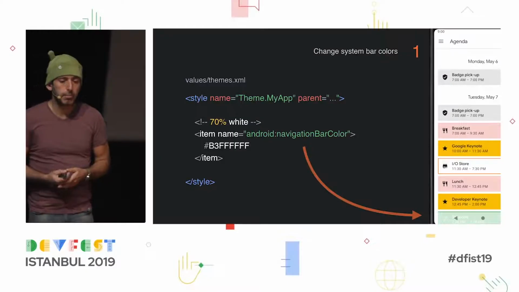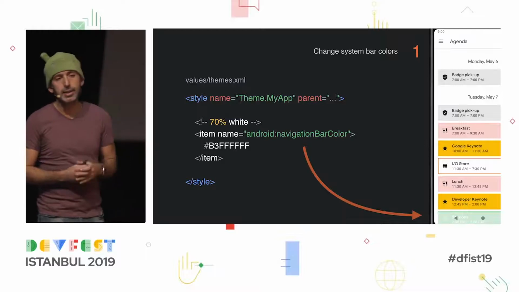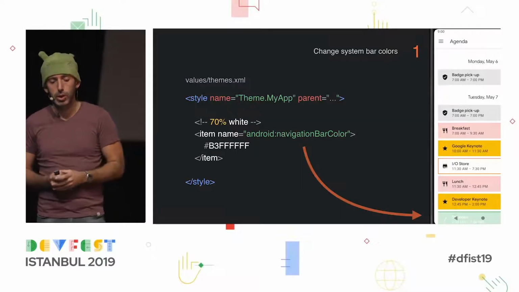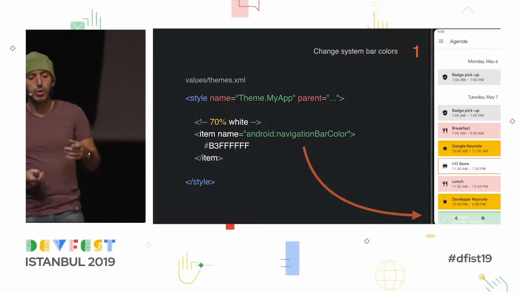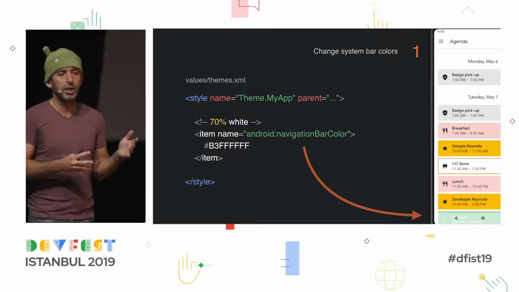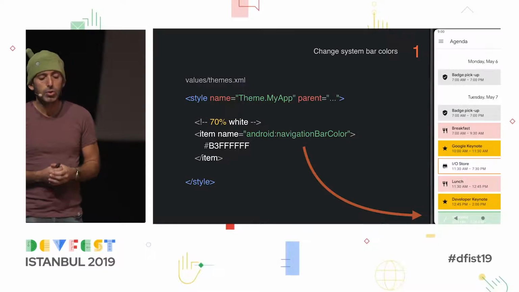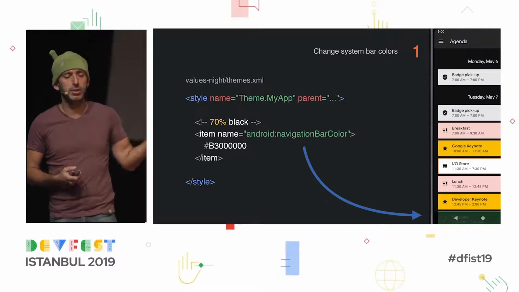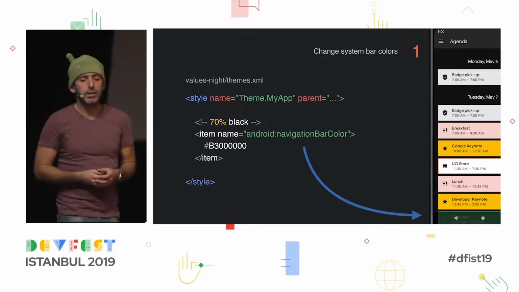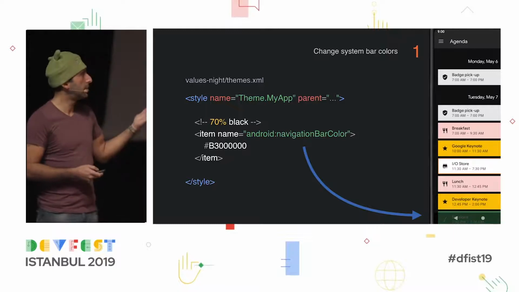If you're targeting before 29, then you need to do some manual work. Because the system cannot dynamically change the color, you need to set the navigation bar color to a specific color, and usually a transparent color. Usually for the light theme, 70% white works great, and similarly for the dark theme, you need to set to 70% black. And setting your bar to translucent white or black will do the job.